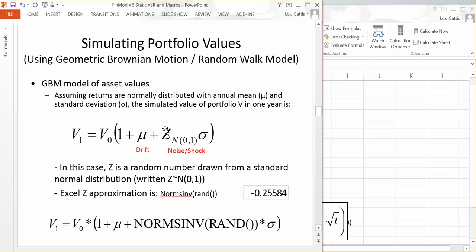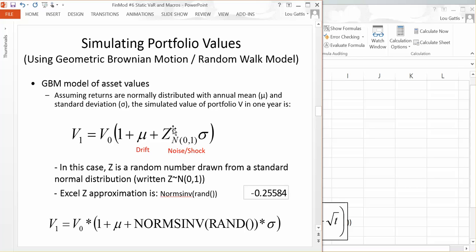However, this shock, this z, is not going to be just one value. We're going to randomly generate many z's. Specifically in this formula, this z is normally distributed with a 0 mean and 1 standard deviation. We call that a standard normal variable. So we're going to generate a number of z's. Each time we generate a z, we're going to estimate a portfolio value, an iteration in our simulation, and then we'll sort the many iterations and look at the values.